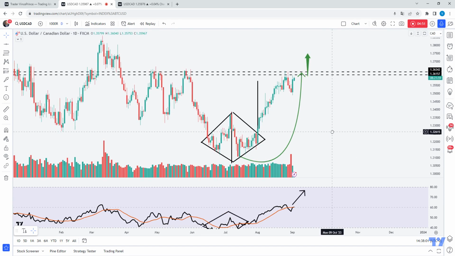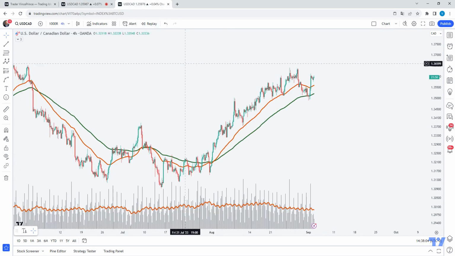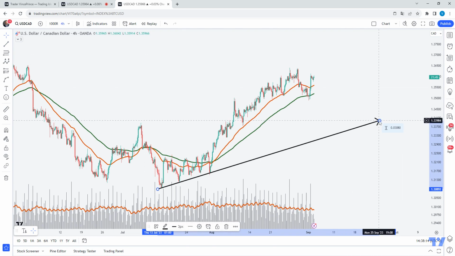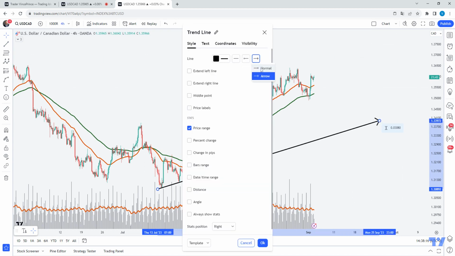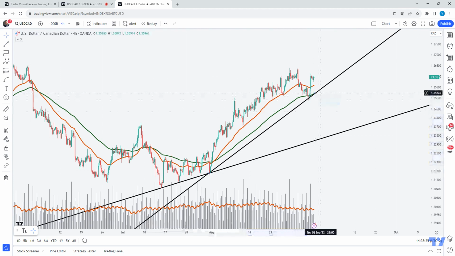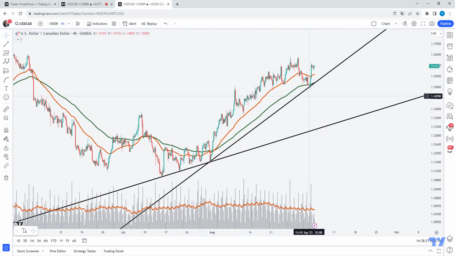Also, when looking at the 4-hour time frame perspective, the USD-CAD Forex exchange rate is also forming a very interesting development structure here, with all the major potential breakout developments actually accumulating within this whole structure.